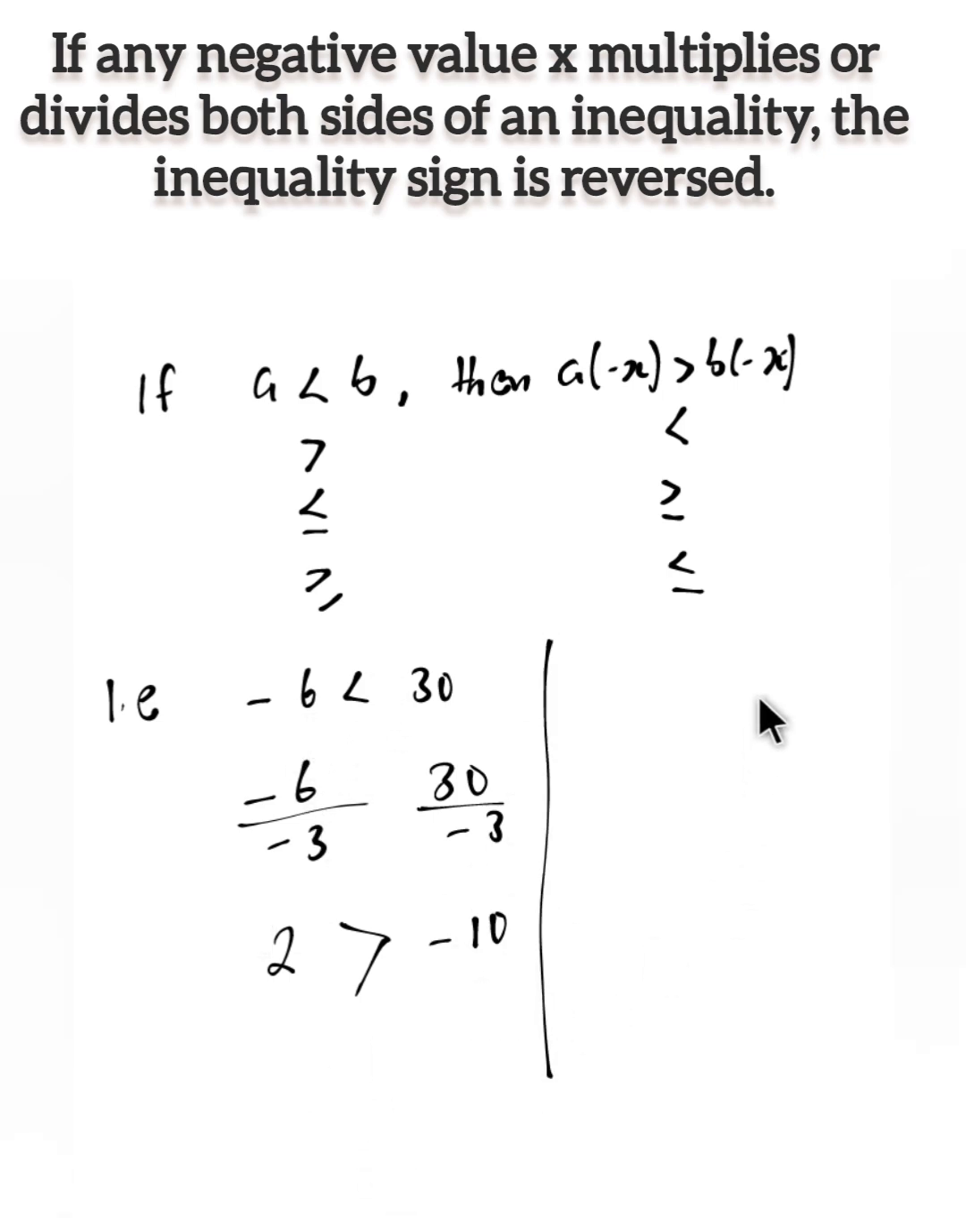And if we consider another one, let's multiply this time. We have that 4 is greater than minus 2. So what if we multiply by a negative number, which is 4 times minus 3 and minus 2 times minus 3? Now, 4 times minus 3 is minus 12. Minus 2 times minus 3 is 6. Now remember we're starting from greater than. Is minus 12 greater than 6? No. Instead, minus 12 is less than 6.